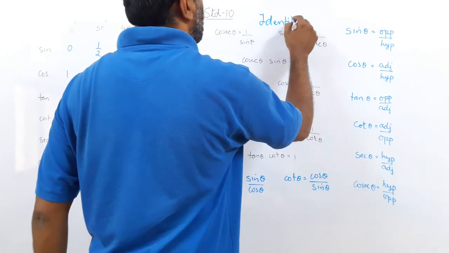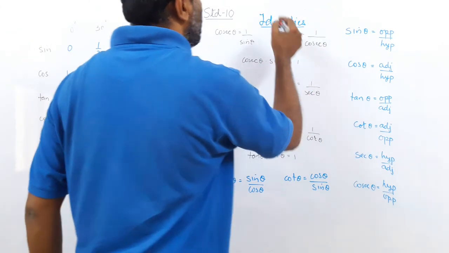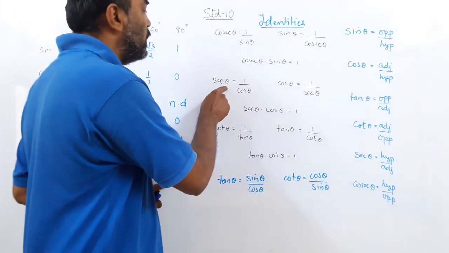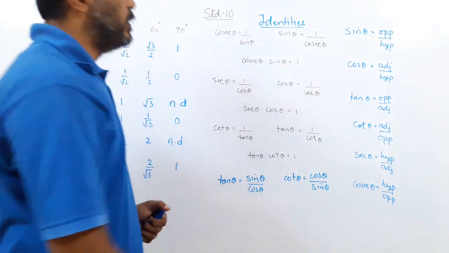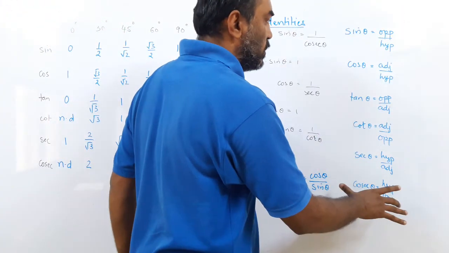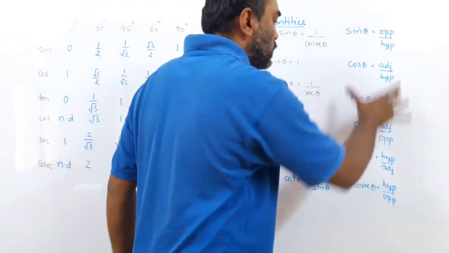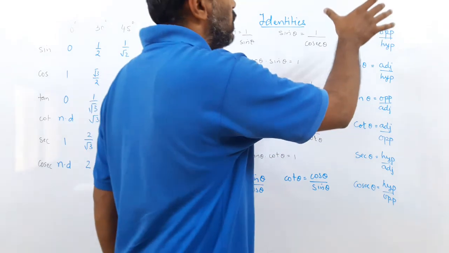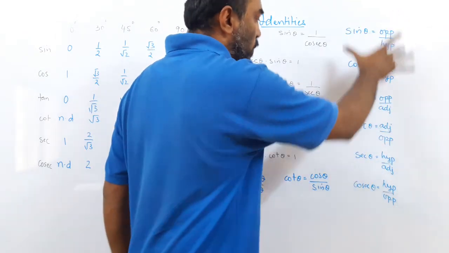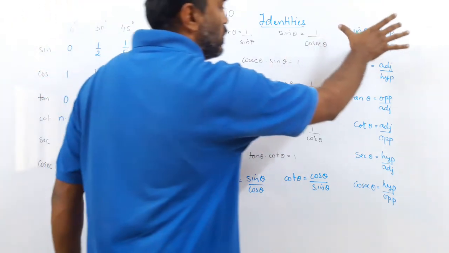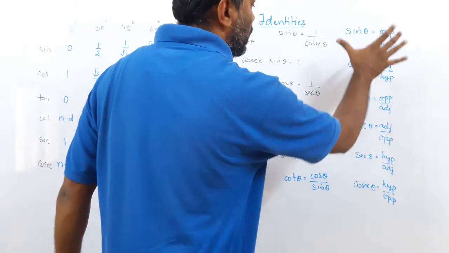What do identities mean? They remain true in any condition. Whatever angle theta you take, this will always remain true. So these identities, all of them come from these ratios. I told you before, these ratios you have to learn very thoroughly. First understand them and then learn them very thoroughly. Once you learn them, all this will be very easy for you.